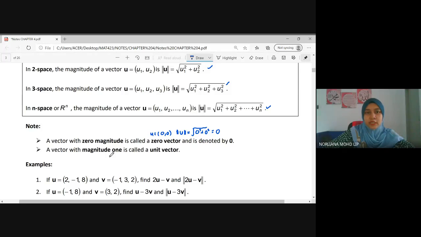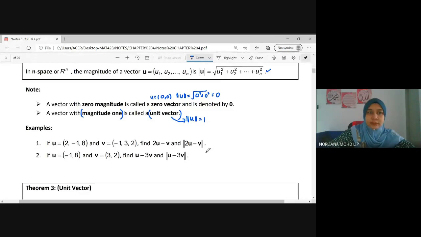A vector with magnitude 1 is called a unit vector. Unit vector, magnitude 1. We know what it means. For example, if the magnitude of u equals 1, it is a unit vector.